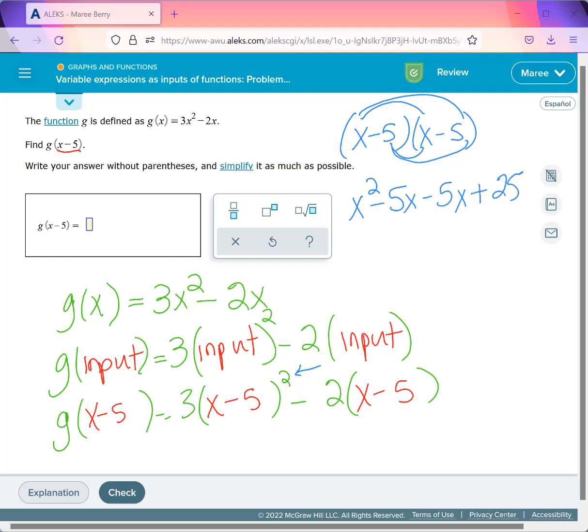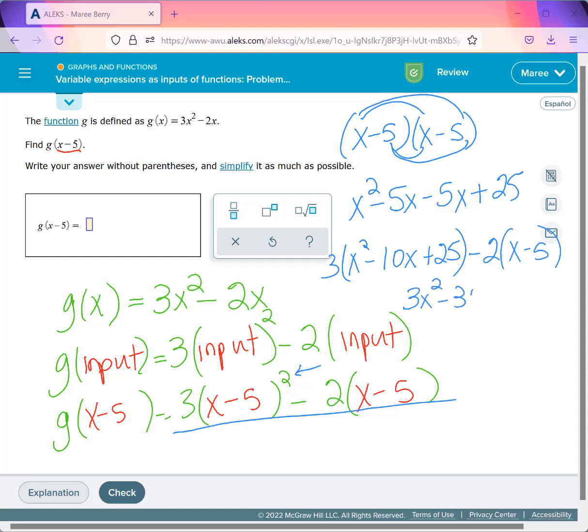So in our function, we have 3 times x squared minus 10x plus 25, minus 2 times x minus 5. So we'll use the distributive property. We have 3x squared minus 30x plus 75. And then we're going to subtract 2x, and we'll add 10. Do you see why it's add? Because we have this negative 2 times a negative 5, so it becomes a plus 10.